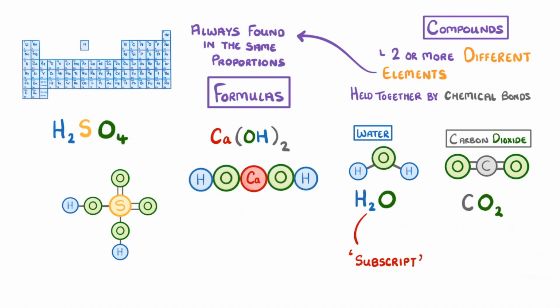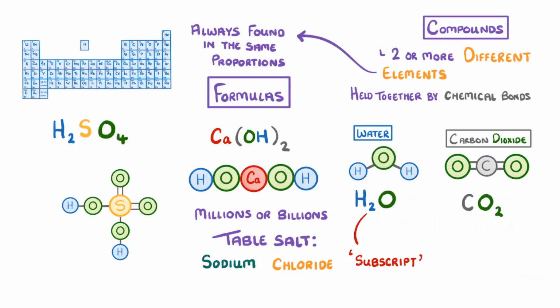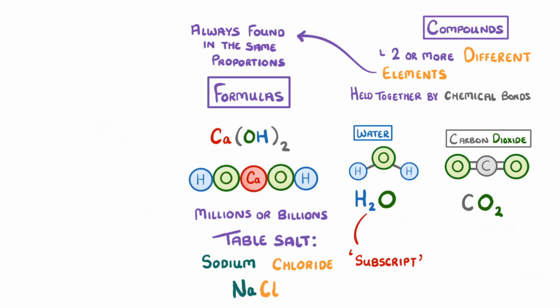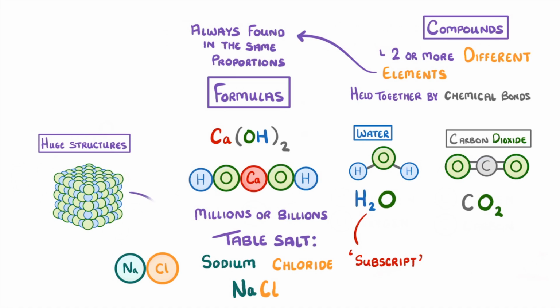The compounds we've seen so far have all been relatively small, containing just a few atoms. Some compounds, though, can contain millions or billions of atoms. For example, common table salt is actually a compound called sodium chloride, which has the formula NaCl. From the formula, you might think that it represents little molecules made of one sodium and one chlorine. But sodium chloride actually exists as huge structures, containing millions or billions of atoms.